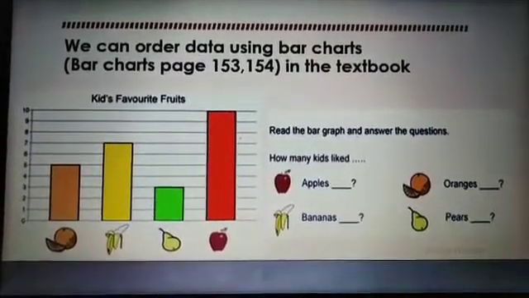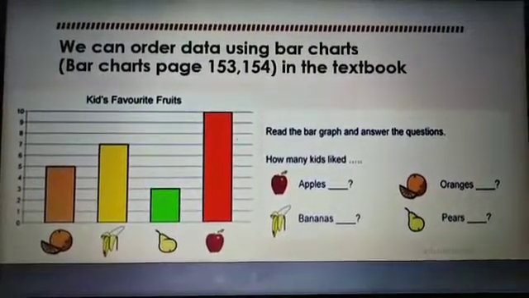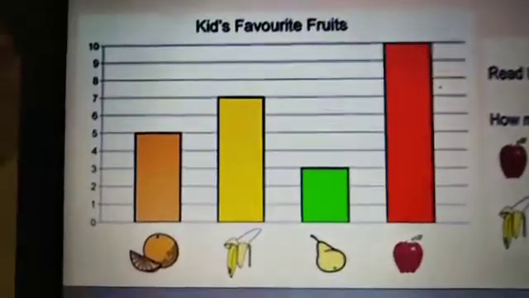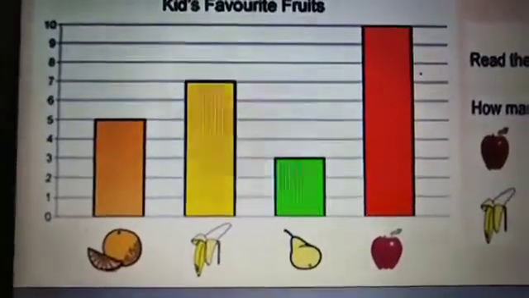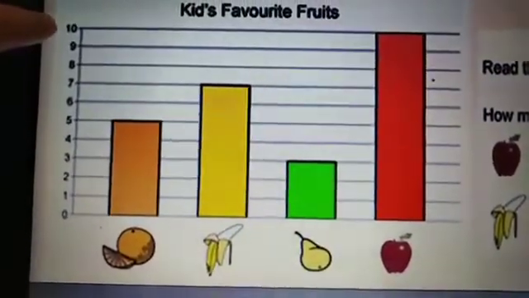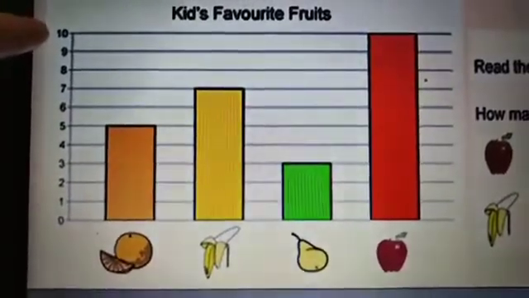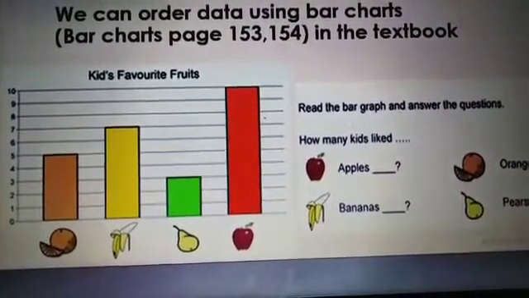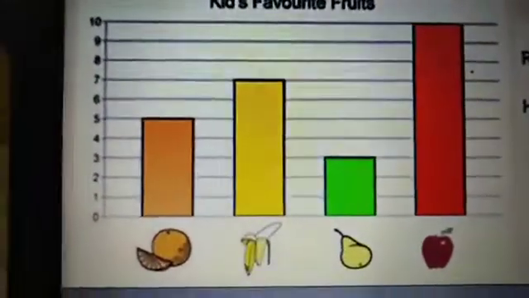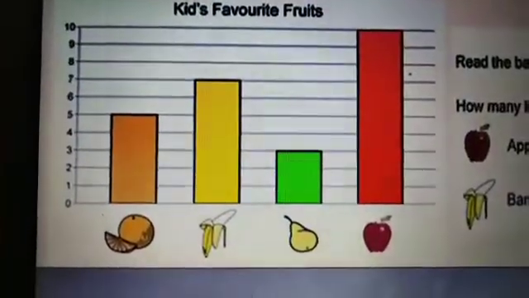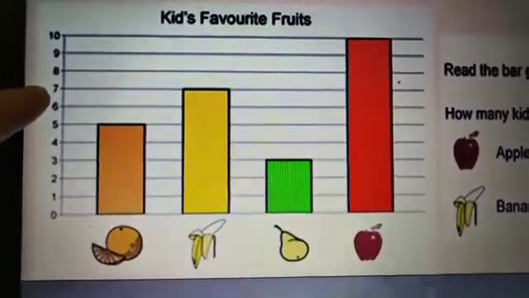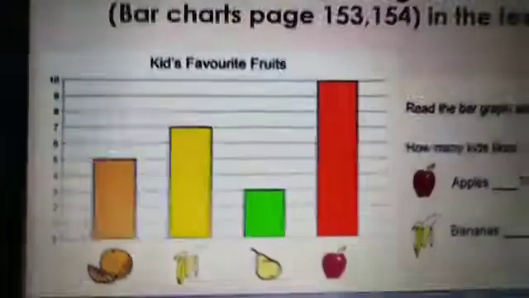Question number 1. How many kids like apples as their favorite fruit? Look at the scale again and notice that there are 10 students who like the apple as their favorite fruit. Let's see another one. How many kids like bananas as their favorite fruit? Again, we go back to the bar chart and read the scale next to the bananas bar. So there are 7 students who like the banana.